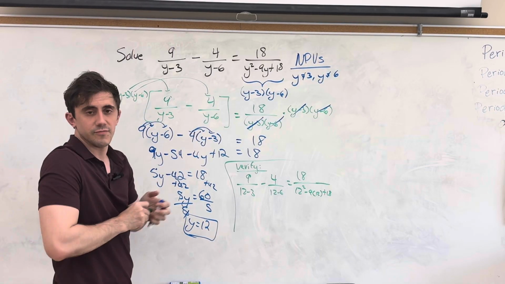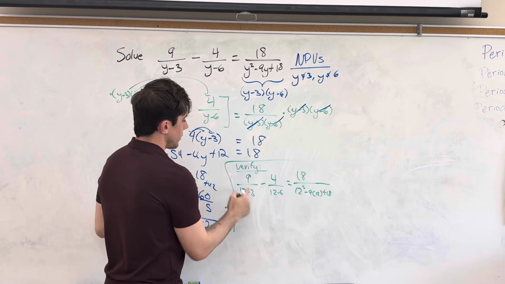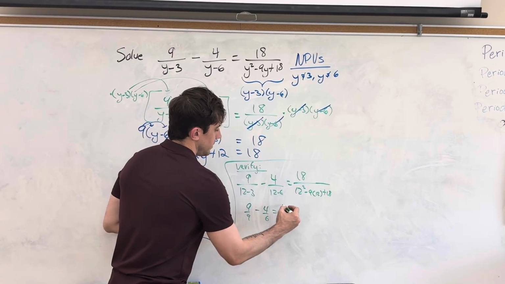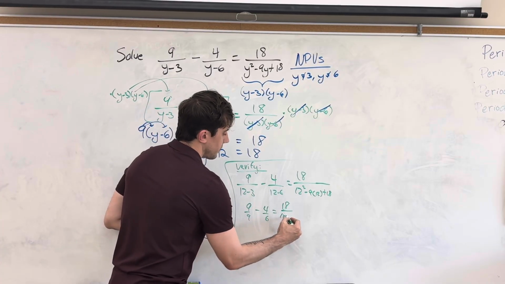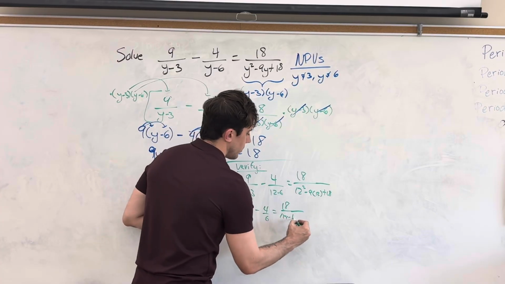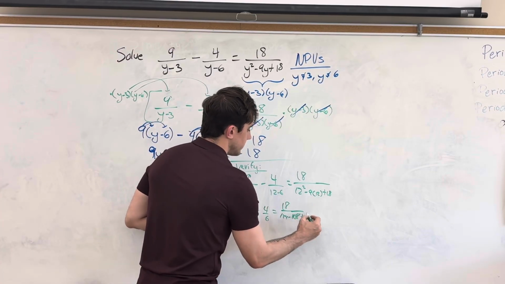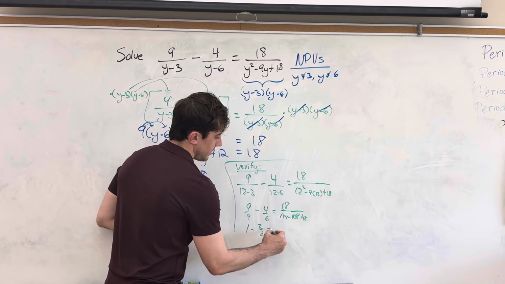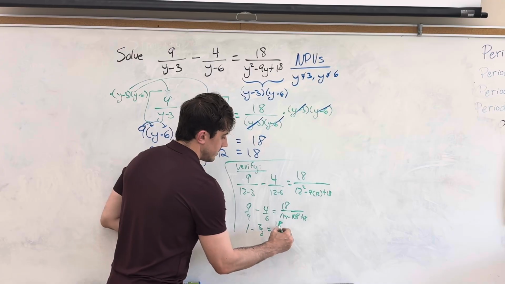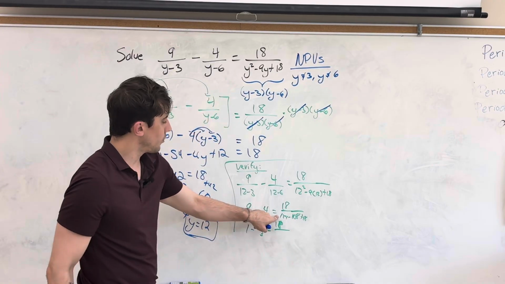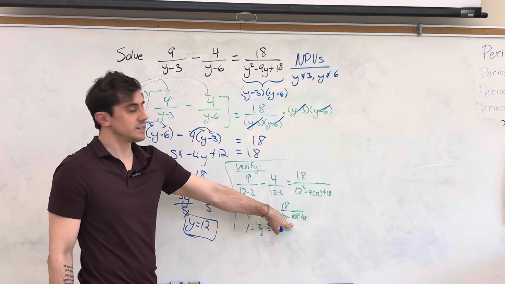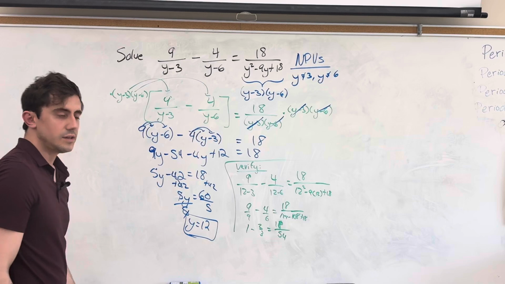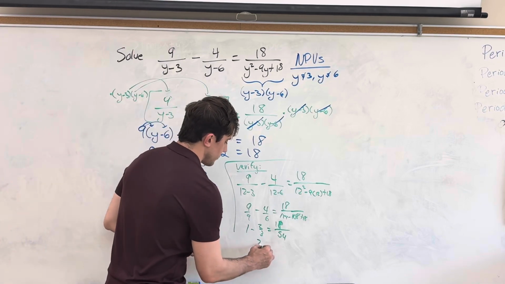And so now let's just verify our calculations. So that'll be 9 over 9 minus 4 over 6 equals 18 over 12 squared is 144 minus 9 times 12 is 108 plus 18. 9 over 9 is 1 minus 4 sixths is 2/3 is equal to 18, pardon me, over 144, take away 108 is 36. 36 plus 18 is 54.